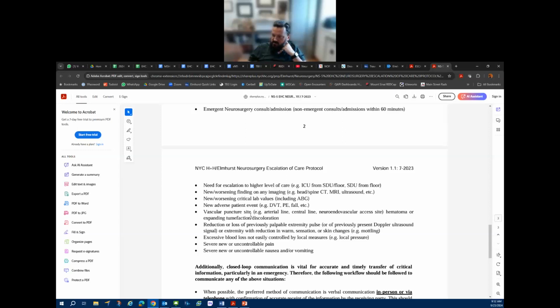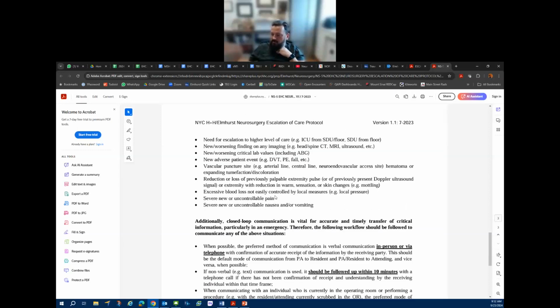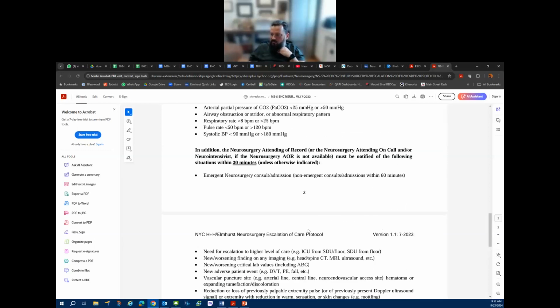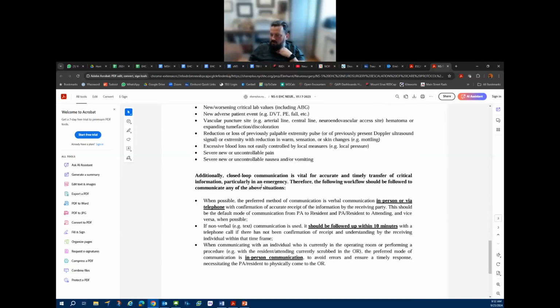If there's an issue with the vascular puncture site, reduction or loss of a previously palpable extremity pulse, excessive blood loss that's not easily controlled, severe new or uncontrollable pain, severe new or uncontrollable nausea. Those are all things that should be escalated to the attending relatively rapidly, within 30 minutes or so.